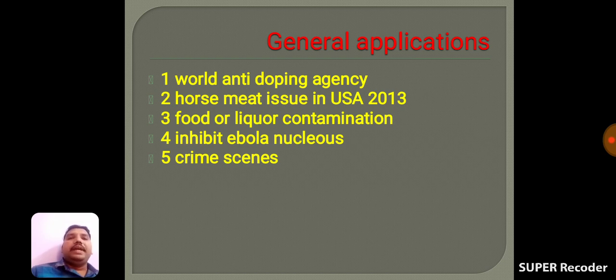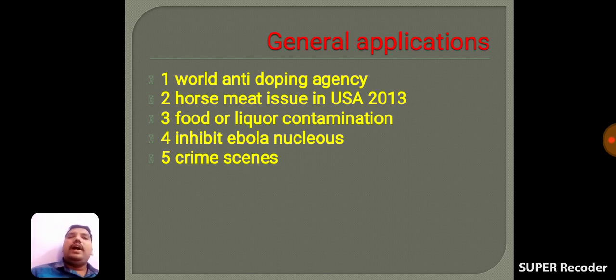Next, the second application: the horse meat issue in the USA in 2013. Generally, the horse meat issue developed in 2013. This issue was solved by a chromatographic technique. Using chromatography, we analyzed the horse meat samples and found that they had some traces of pork material and beef substance. These are the horse meat issues in the USA, which were also solved by chromatography.